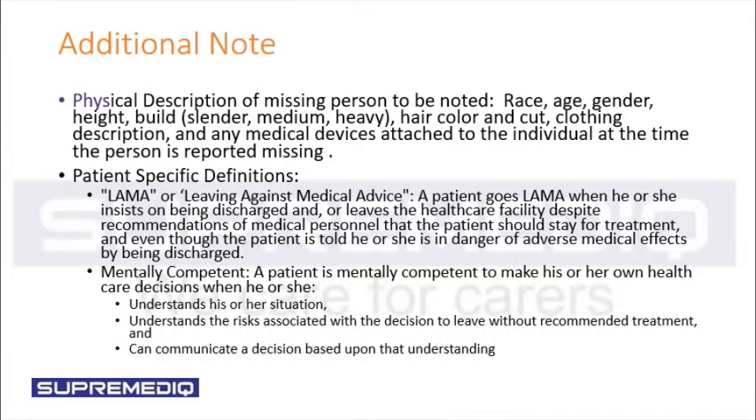Additional note on missing person. Physical description of missing person to be noted: race, age, gender, height, build (slender, medium, heavy), hair color and cut, clothing description, and any medical devices attached to the individual at the time the person is reported missing.